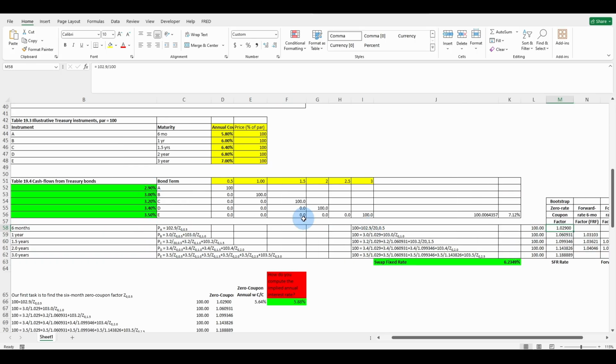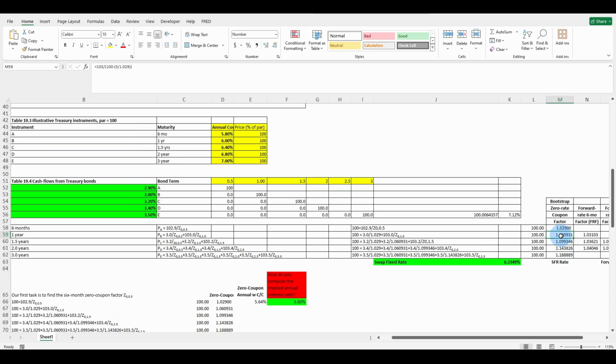And then we're using this same methodology. Here we're going to take the bootstrap zero rate coupon factor. We have 1.029. Then for year one, it's going to be 103. Then we're going to go 100 minus 3 divided by 10.29. That's how you bootstrap this thing. You go down one and then back up one.